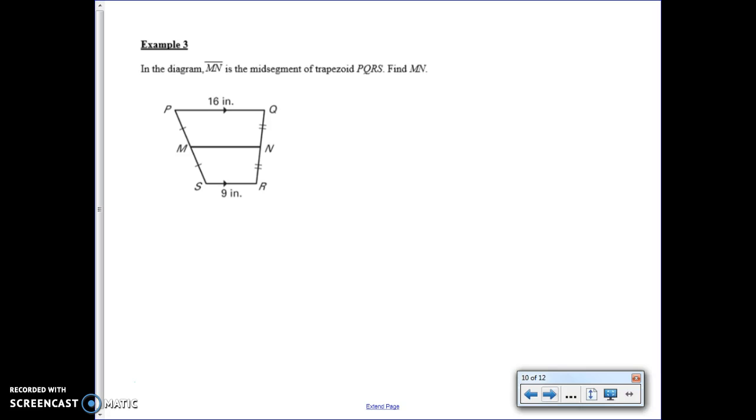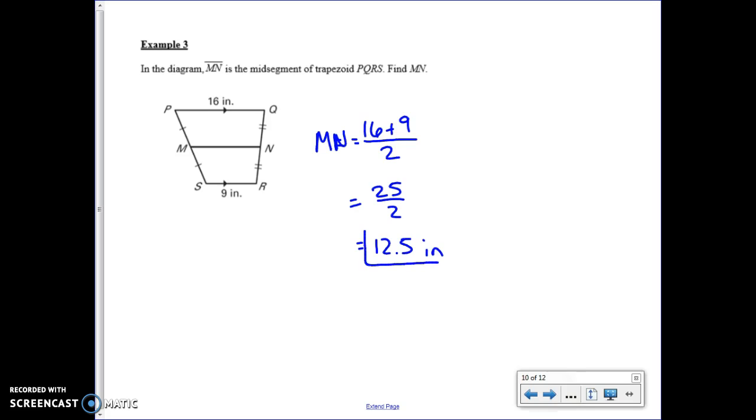Okay, example 3. In the diagram, MN is the midsegment of the trapezoid PQRS. Find MN. So MN equals the two bases added together divided by 2. So 16 plus 9 gives me 25. So I get 25 divided by 2. So I get 12.5. My label there is inches. So the length of that midsegment MN is 12.5 inches.